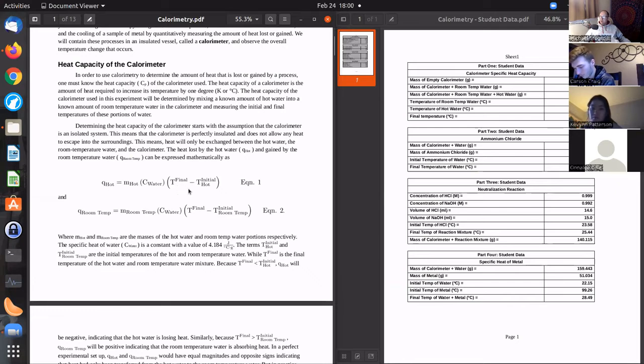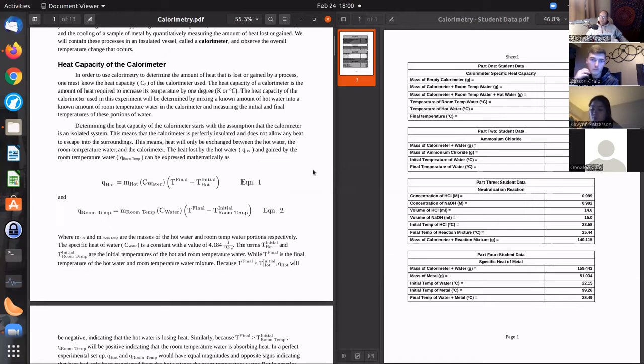And then you've got T final minus T initial, but these are different, right? T final is the same because we're talking about the mixture after we mixed them together, right? But the initial temperature of the hot water and the initial temperature of the room temp water are different from each other, right? Yes. So you're going to plug those in and you're going to get these two heat values.